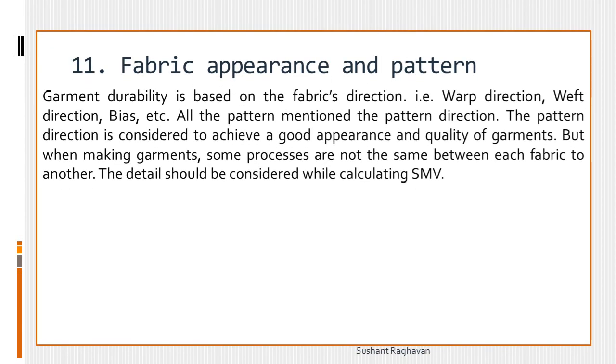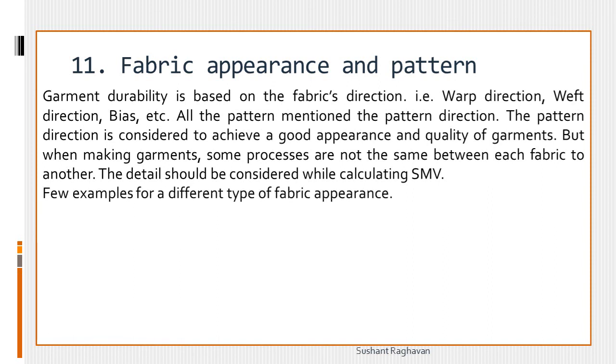Fabric appearance and pattern. Garment durability is based on the fabric's direction, that is warp direction, weft direction, bias, etc. For all the patterns, the pattern direction is mentioned. The pattern direction is considered to achieve a good appearance and quality of garments. But when making garments, some processes are not the same from one fabric to another. The detail should be considered while calculating SMV.